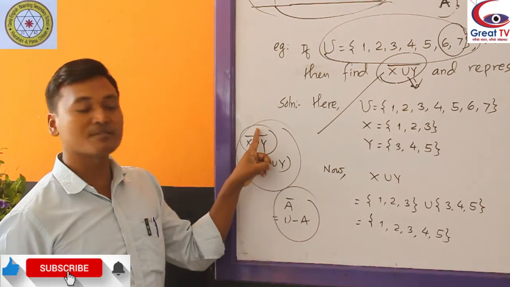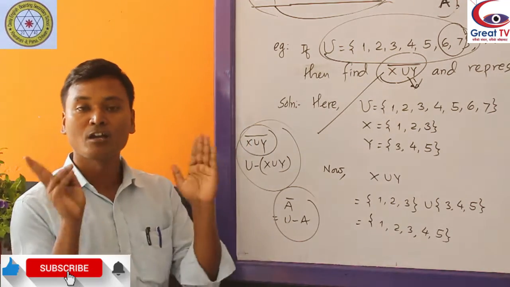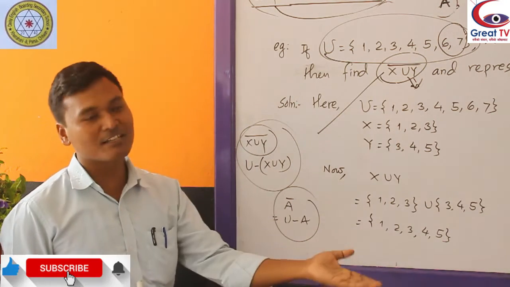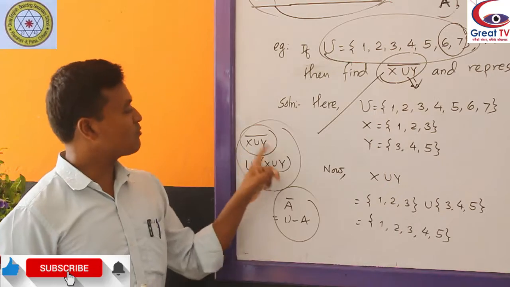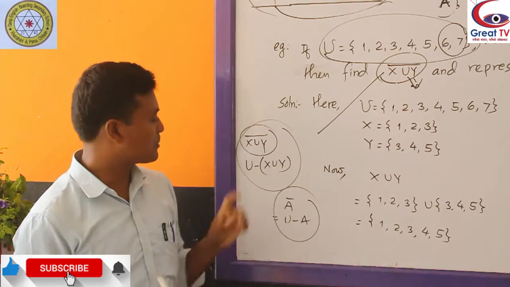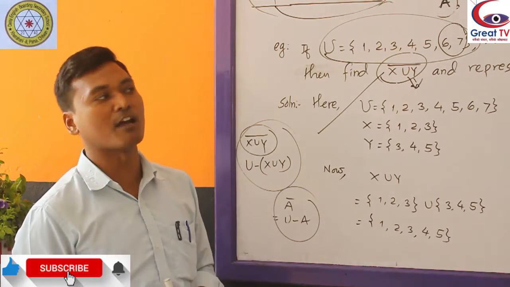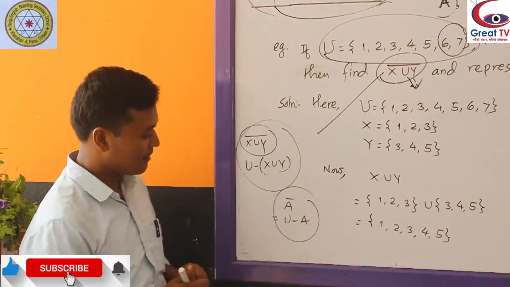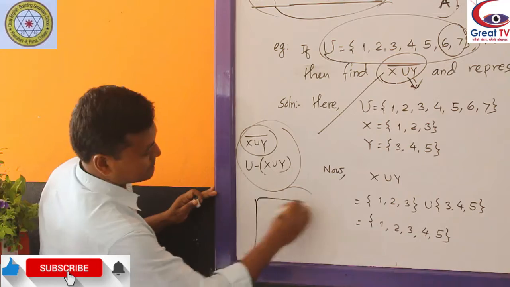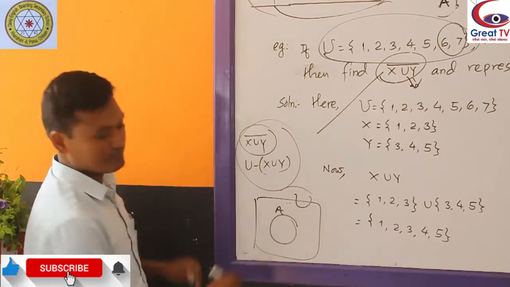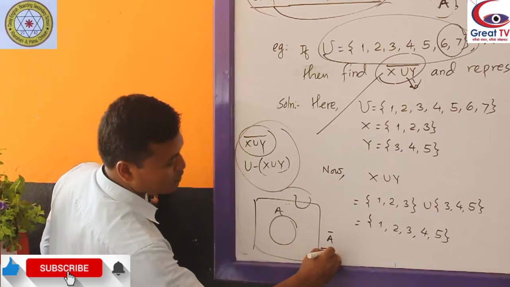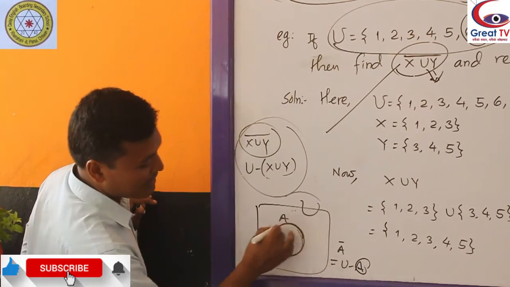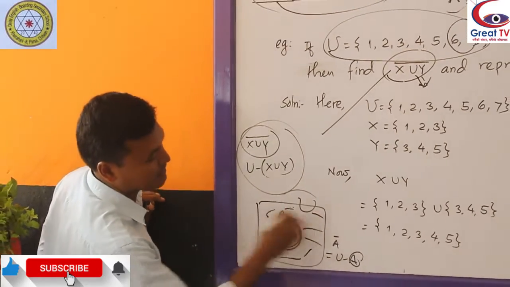While shading a complement, we shade everything except that set. (X union Y) complement is actually everything except the elements of X and Y. So while saying the set (X union Y) complement, we say all parts of the universe set except X and Y. X union Y means all parts of X and Y. So if we have to say A complement, it means U difference A, and except A we shade all of the universal set.